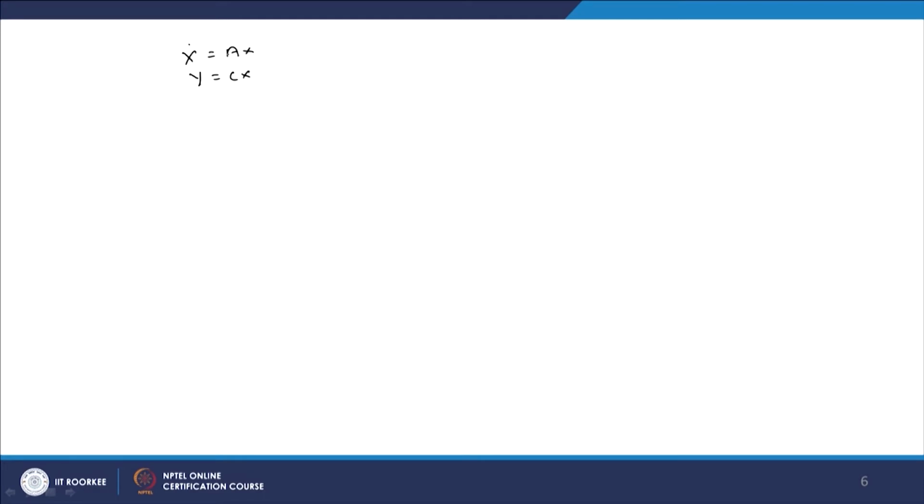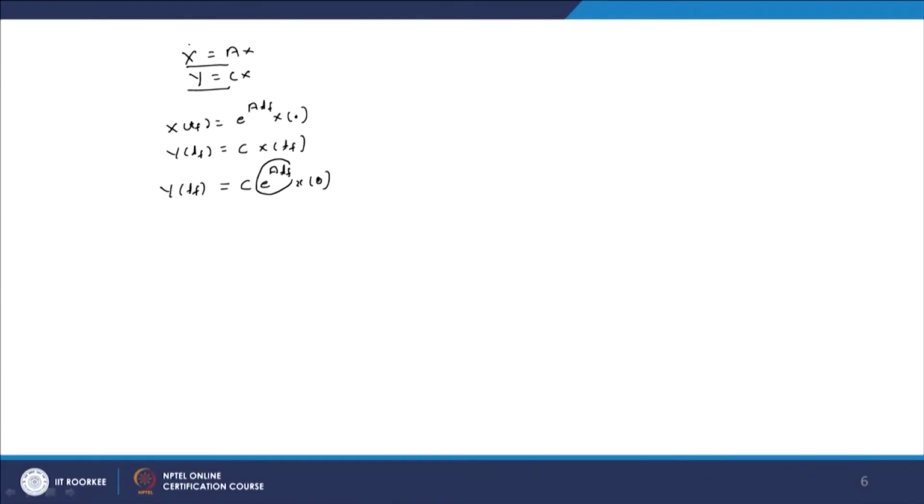Now, from these equations we can write x of t equal to e raised to a Tf times x of 0, and here y of Tf equals C x of Tf. We can write this as C e raised to a Tf x of 0, that is y of Tf equal to C e raised to a into Tf into x naught. Now, up to now we have reached this part, e raised to a Tf.